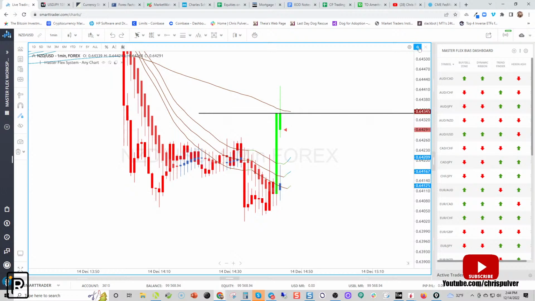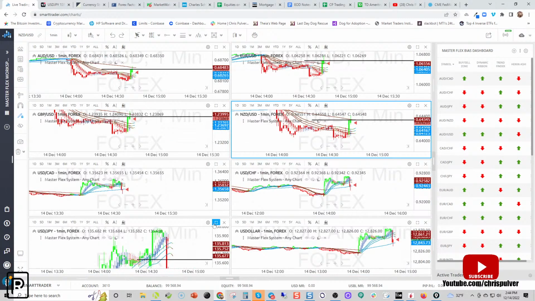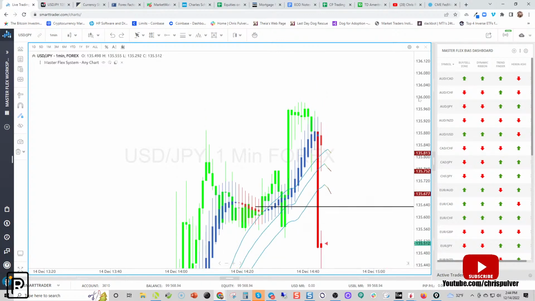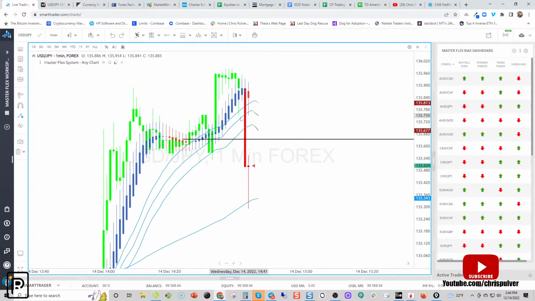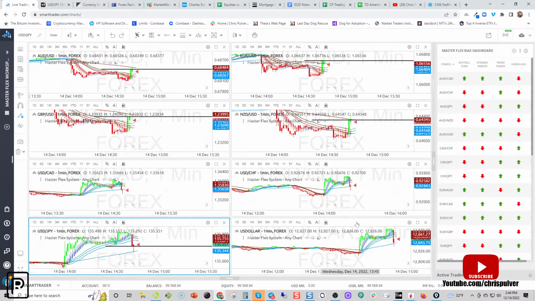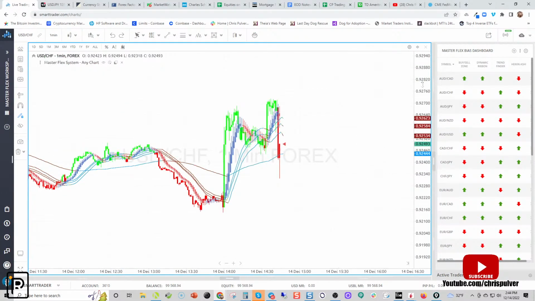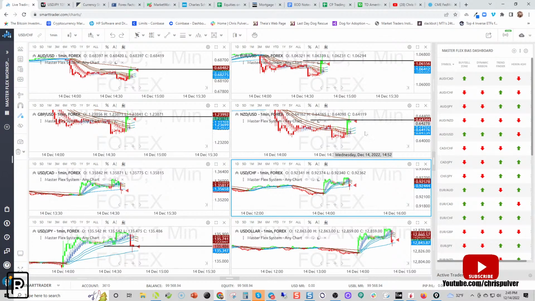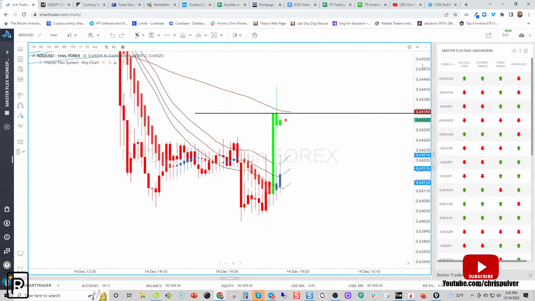Oh my gosh, come on, dude. This is a little wild. Dollar yen, that was a big drop right there. Look at this thing. All right, let's give it a chance. So this is pretty messy. I mean, just in the last 5 minutes, it's got pretty messy. So let's see what happens.